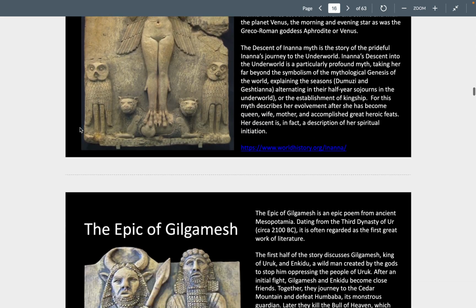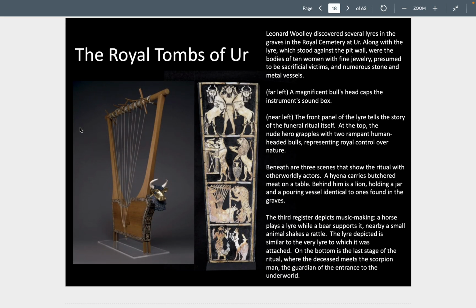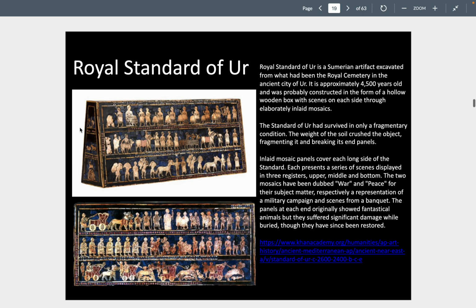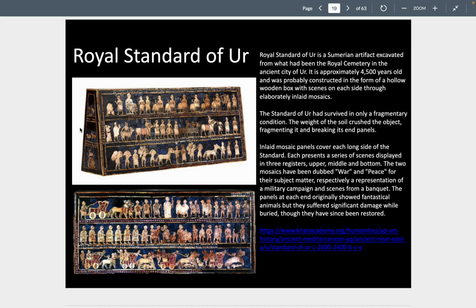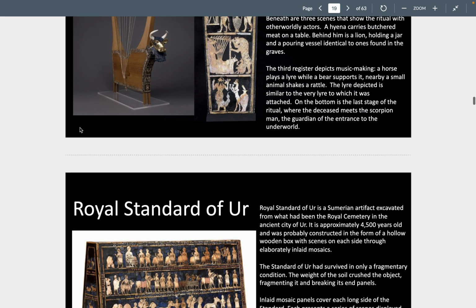We have found things like in the tombs of Ur, the Standard of Ur, which is a double-sided wooden box in a mosaic medium with small pieces of glass and stone embedded in wet cement. We have found musical instruments as well. In the royal standard, we are looking at a mosaic, a funeral probably. It has been dubbed War and Peace in the subject matter, representing possibly a military campaign and scenes from a banquet.